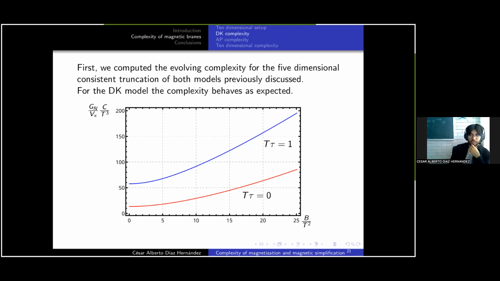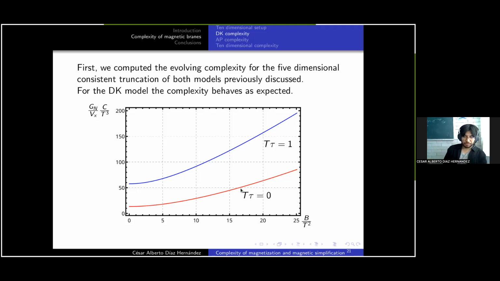First, we computed the evolving complexity in the 5-dimensional setup of the D'Hoker and Kraus model, the model that only adds a magnetic field, and we can find an increasing behavior of the complexity. The red one, you can think of as the complexity of formation, the complexity where tau equals 0, and the blue one, you can think of as the evolving complexity.